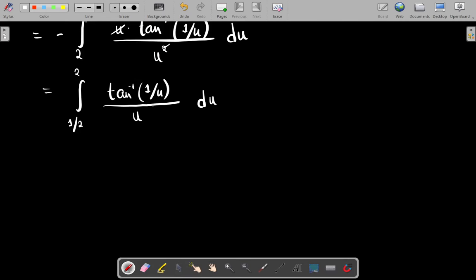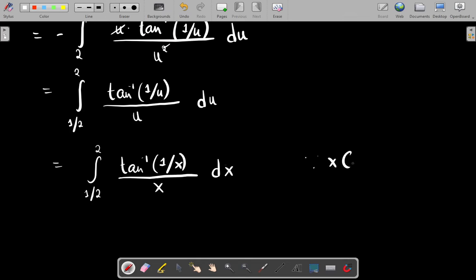In this integral, u is a dummy variable, so I can substitute it with x also. The value of the constant will not change with the changing of the dummy variable. So this becomes tan inverse 1 by x upon x dx. Now since x goes from half to 2, x is positive.